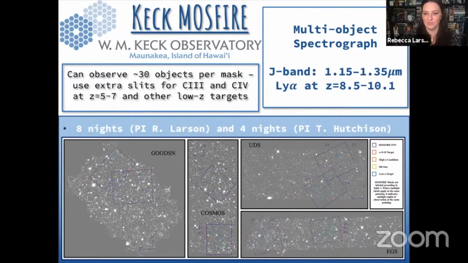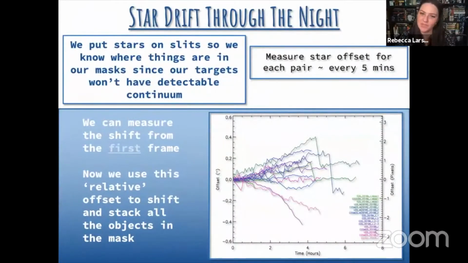But this is our observations. We were looking for Lyman alpha at redshift 8.5 to 10.1. And so, this is the J-band observations that we took. We encountered some problems that were already known: as you observe for long periods of time on the telescope, it's maybe not super accurate, and the objects themselves drift in your slits, and so we had to account for this.